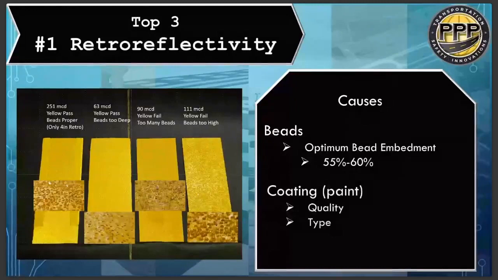Thanks, Greg. Some of the other causes for retroreflectivity certainly are the coating itself. You really have these two fundamental parts of any marking system: the binder or the coating, and the reflective media or glass beads that you put in it. So, the things that affect the coating, certainly the quality. I'm telling you right now, and you probably know this if you've worked with multiple paint manufacturers, not all paints are created equal. There are good ones and there are bad ones. That pretty much goes for anything, but paint is no different.